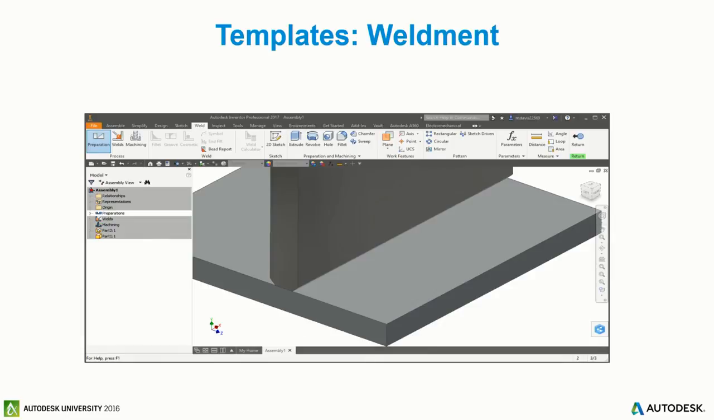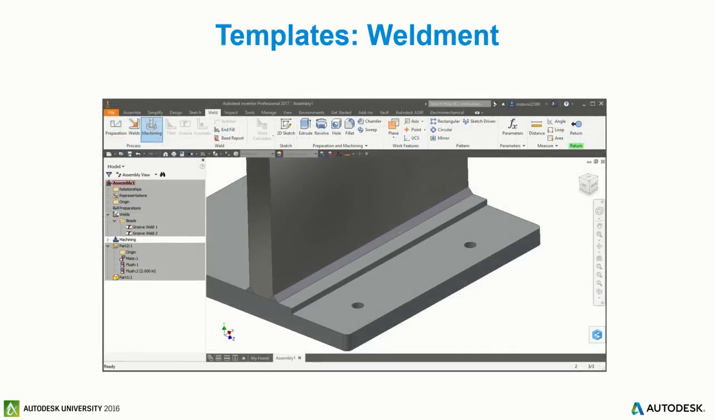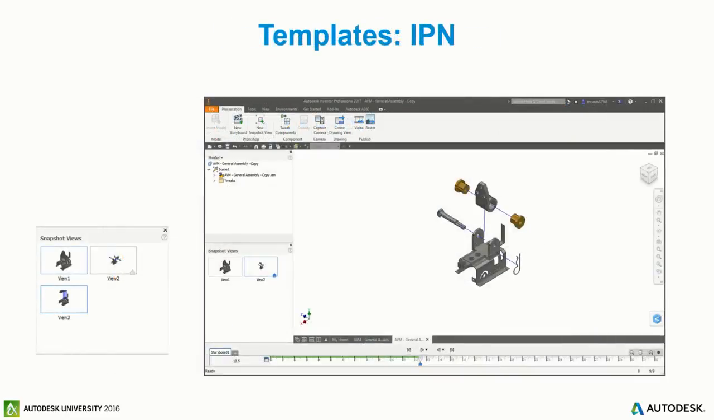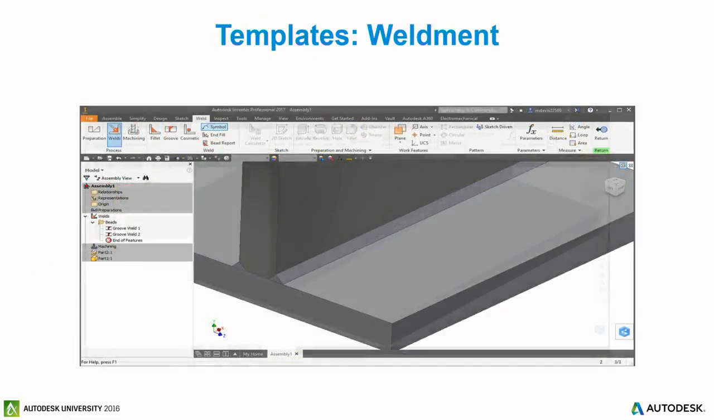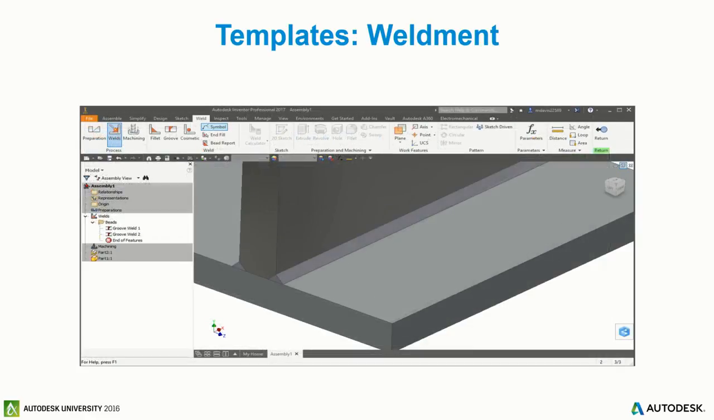I went in, threw the preparation, and you're able to add features to that and do your machining like a guy would on the floor. So you can make it in almost real time to them. From there, you can add your weld bead. This is how you do it.